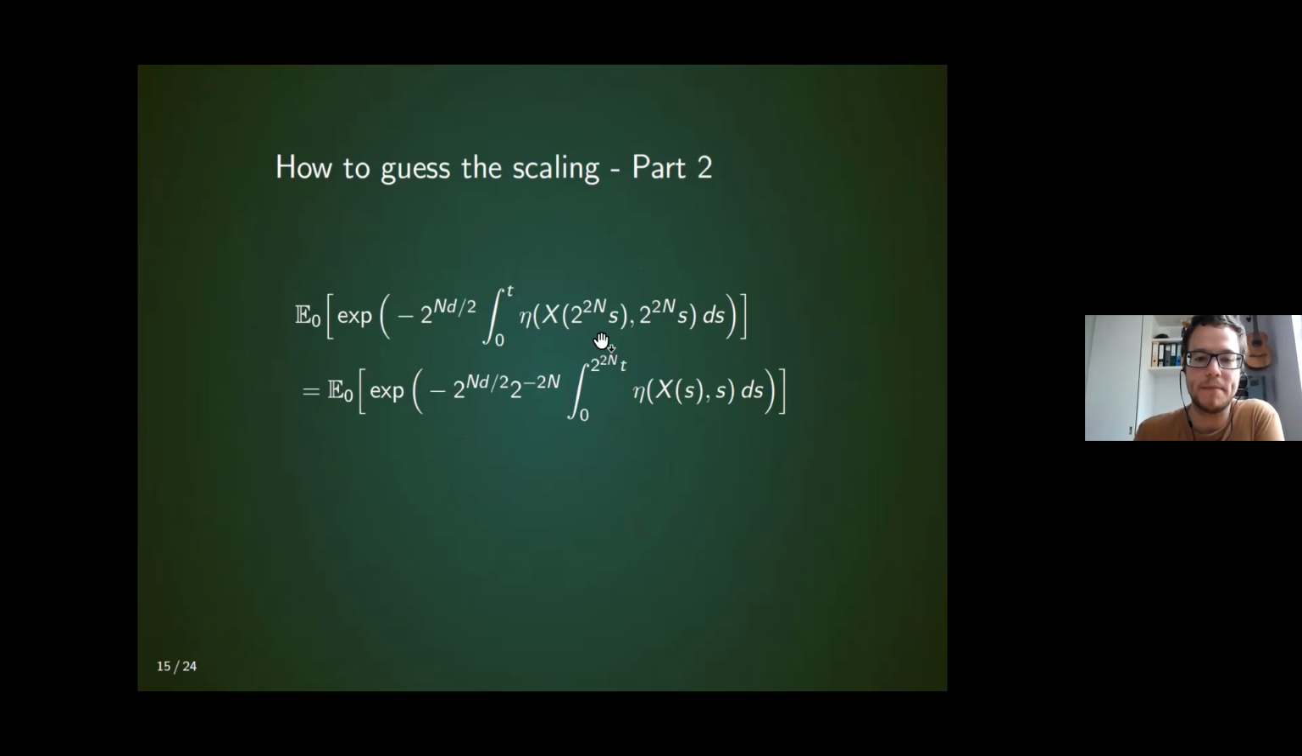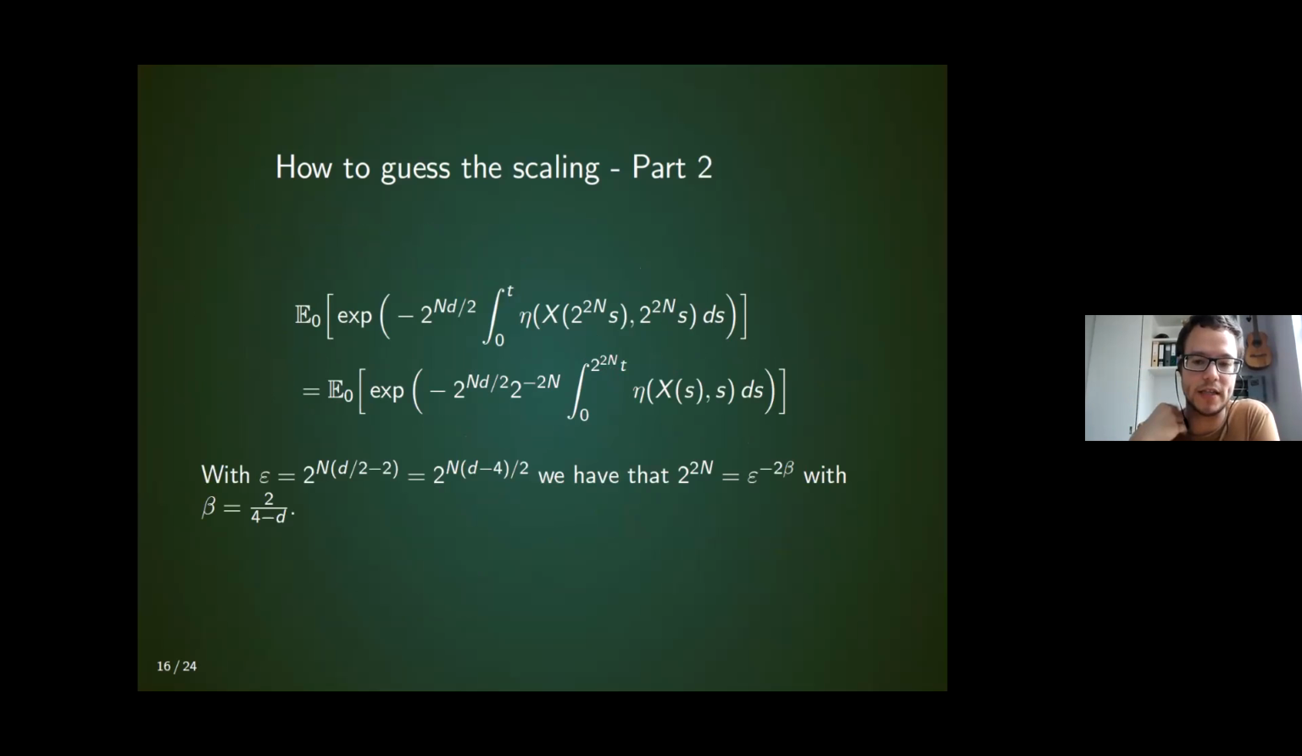So now time runs until time 2 to the n times t, and you get this volume factor 2 to the minus 2n in front. And then all that remains to do is to call this factor in front of the integral epsilon. It turns out that if you do the calculation, 2 to the 2n is equal to epsilon to the minus 2 beta, with the value of beta announced. And that's how you kind of guess the value of beta, and it turns out that it's really the correct thing to do.